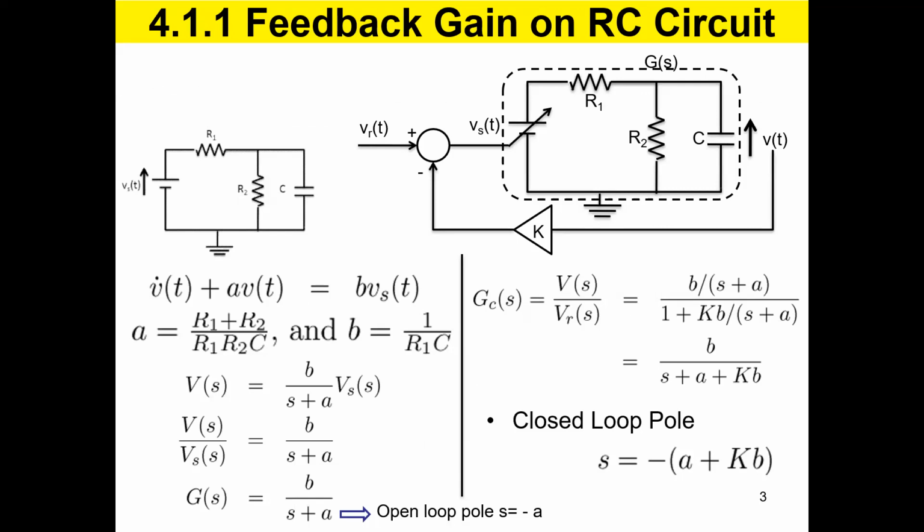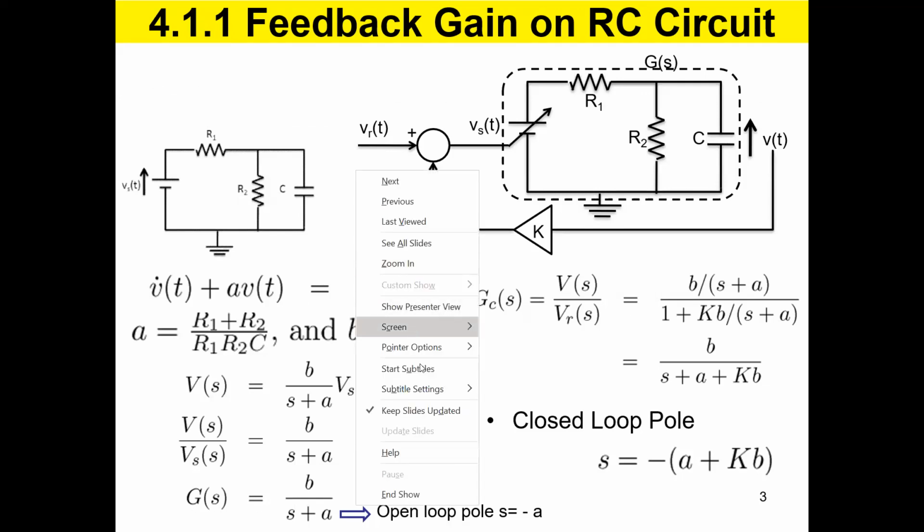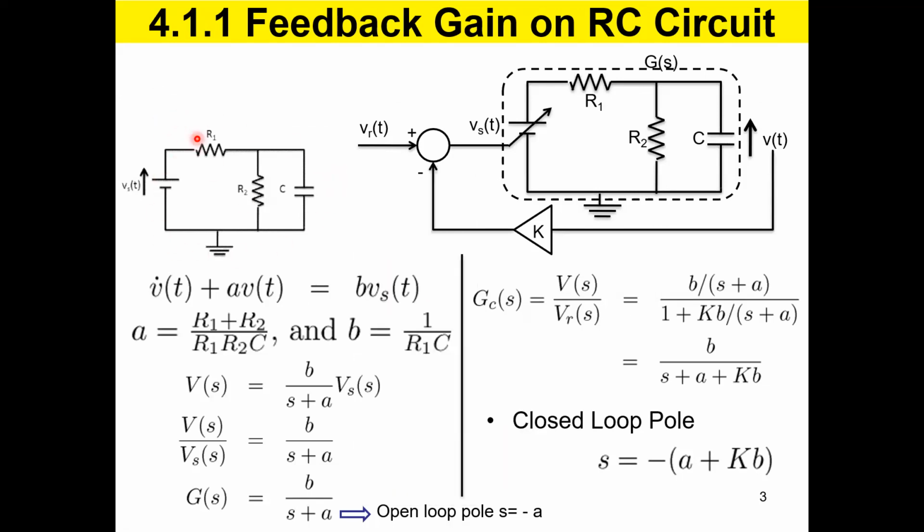Now, let's create a situation here from what we already know. So you can see the RC circuit we analyzed earlier, right? So it's very familiar to you. And this is the equation of the plant. And A is (R1 plus R2) over R1 R2 C, and B is 1 over R1 C. So you have done all these things, right?